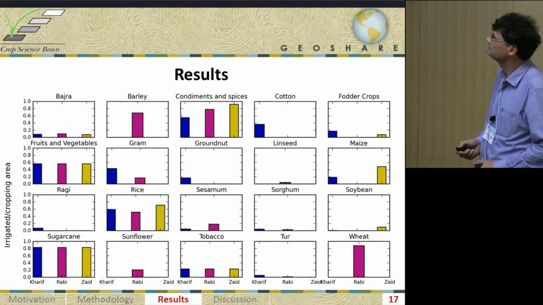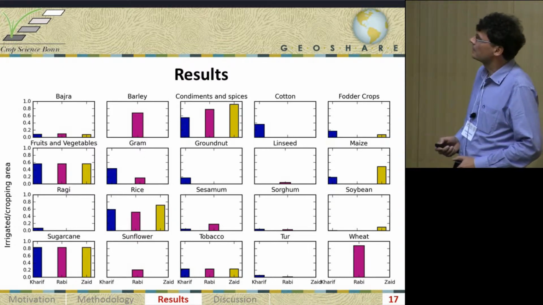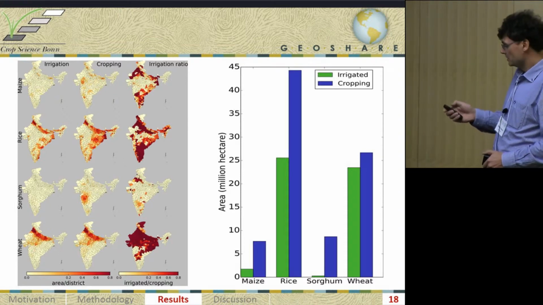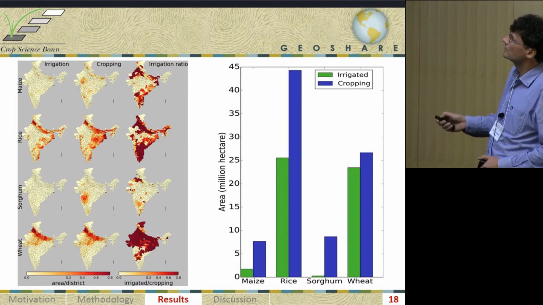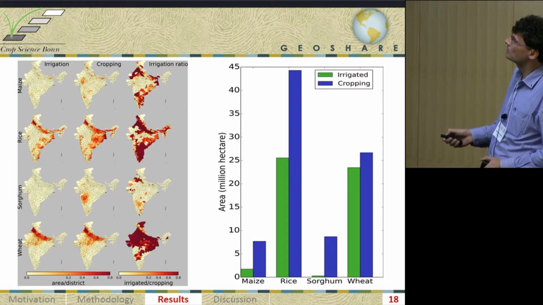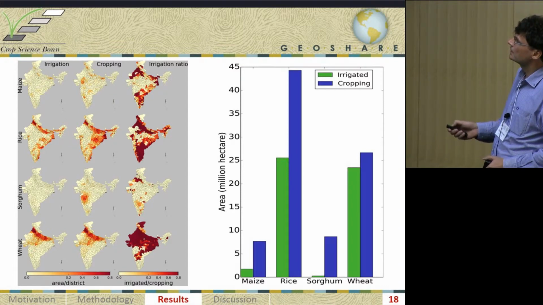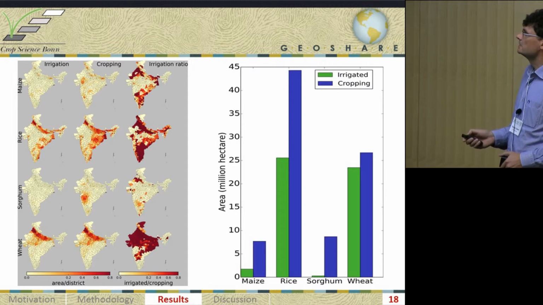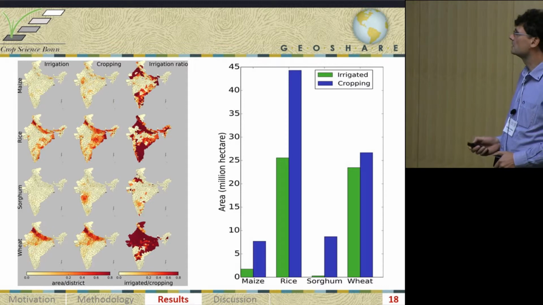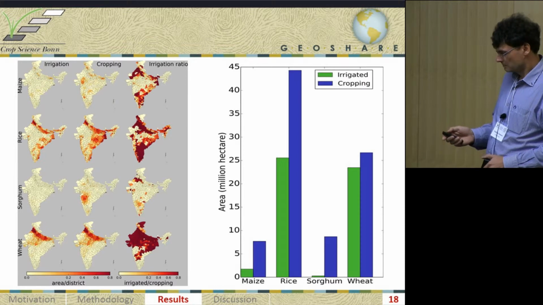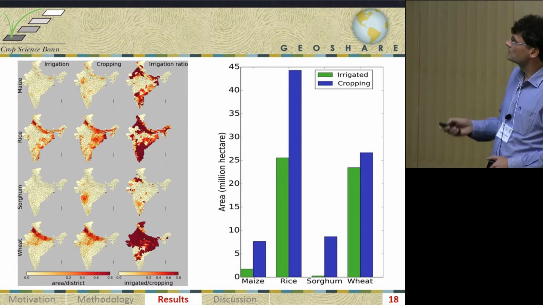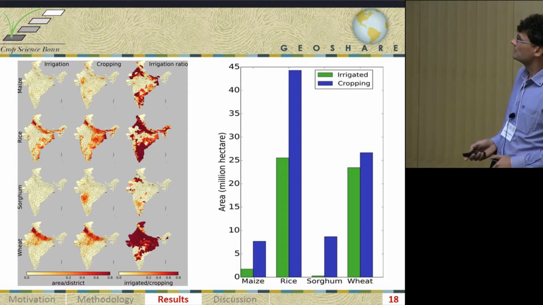and so it's quite a diverse picture that we draw here. So this is then the map at district level. Here in the first you see the irrigated land of the different crops in relation to the whole district area. Then here's the cropping area of the crop, and this is then the ratio between both. And as you can see here, wheat is to a high percentage irrigated, while other crops like sorghum are mainly rain-fed. So there's a big difference across the crops and also in the spatial pattern.